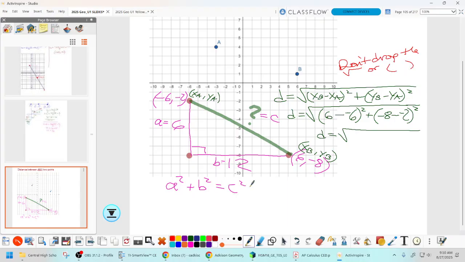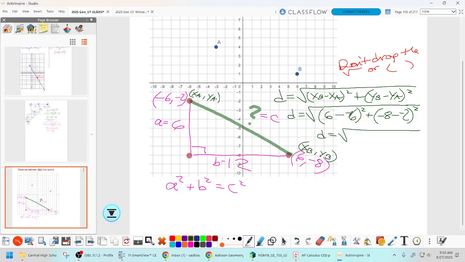Don't drop the square root or parentheses. I promise that's what students mess up, and it's not a thing you should mess up. What is 6 minus -6? If you don't know that right away, please do it on a calculator, because that is for sure one place students mess up, these subtractions.